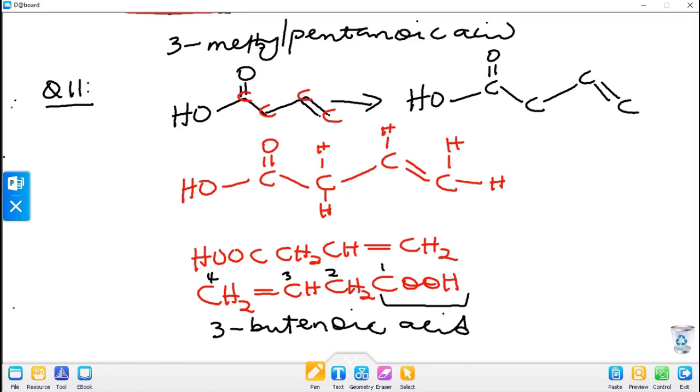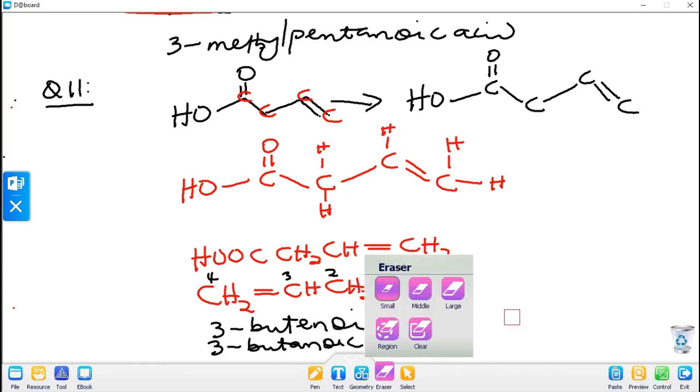It is not butanoic acid. It's not butane. It is not a single bond. If it is a single bond, it could have been 3-butanoic acid, as in it could have been 3-butane. You see that? Then oic acid. But since it is not like that, it cannot be butanoic acid because alkanes don't have double bonds. Are you seeing that? So because of that, we ought to understand.